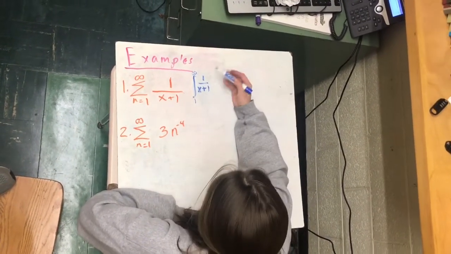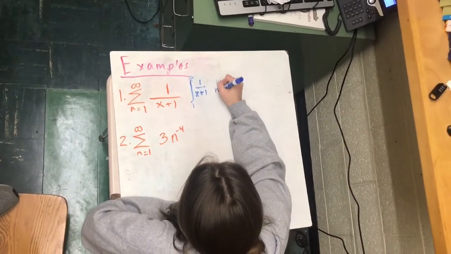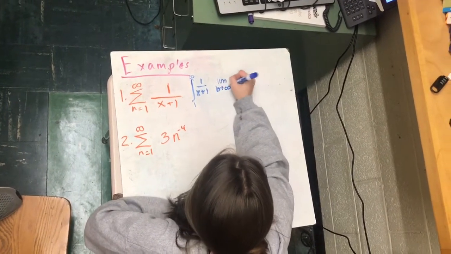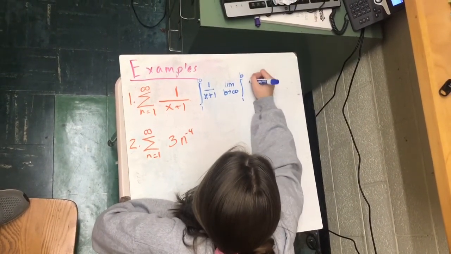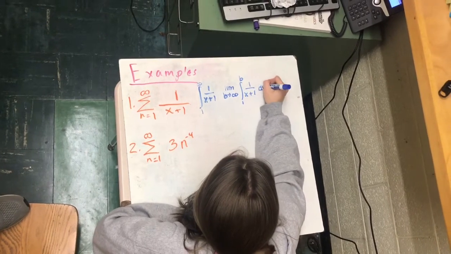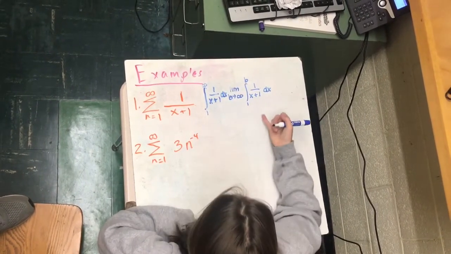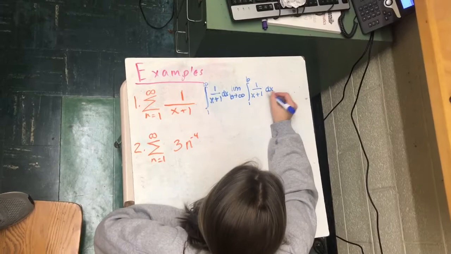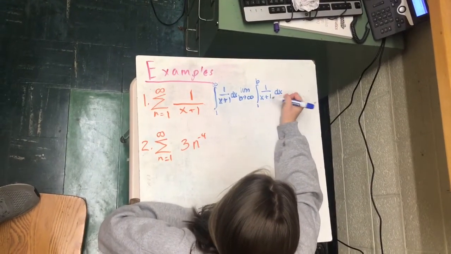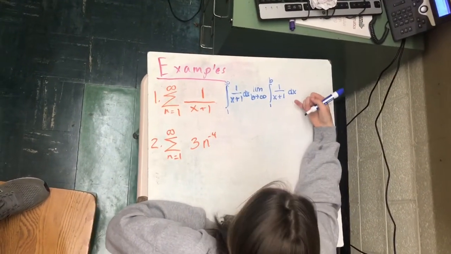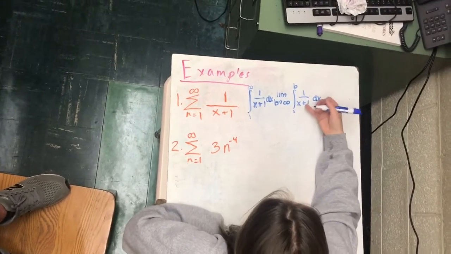And because this is an improper integral, I have to take the limit as b approaches infinity of the integral from 1 to b of 1 over x plus 1 dx. Forgot the dx there. So now that I've done that, I can go ahead and take the integral of the integrand. So I'm going to use u substitution because I can't take the integral of 1 over x plus 1 by itself.